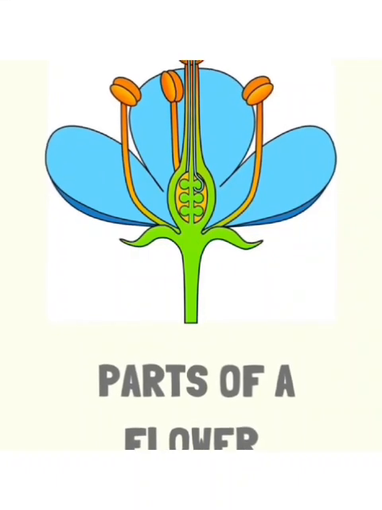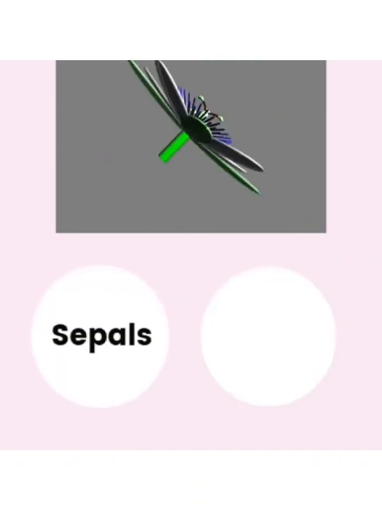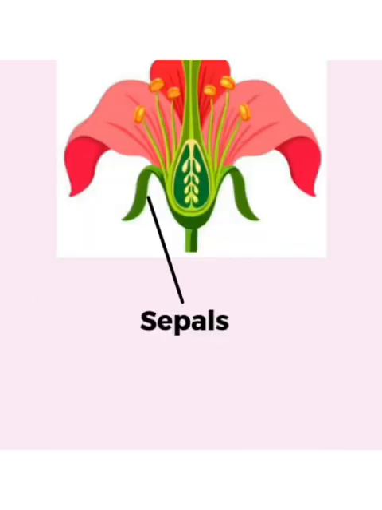We are going to learn about parts of a flower. Not all plants, but some plants have both male and female reproductive parts in the plant itself. Some of them are listed here. You can see the sepals, which have another name, calyx, and petals, which have another name, corolla.